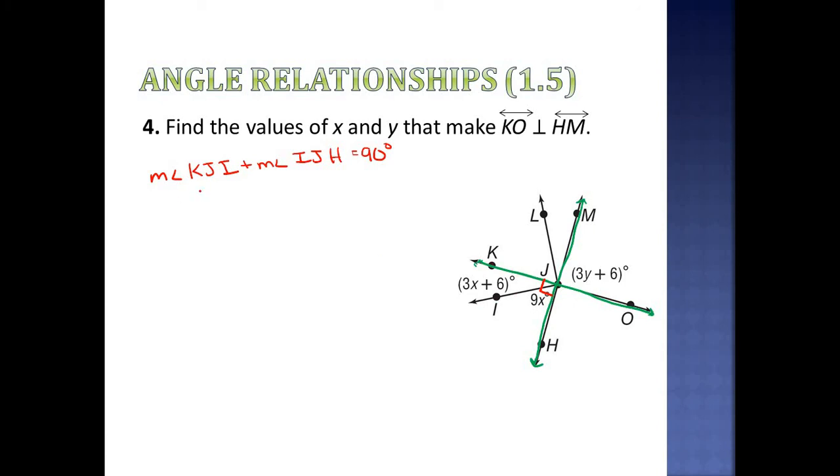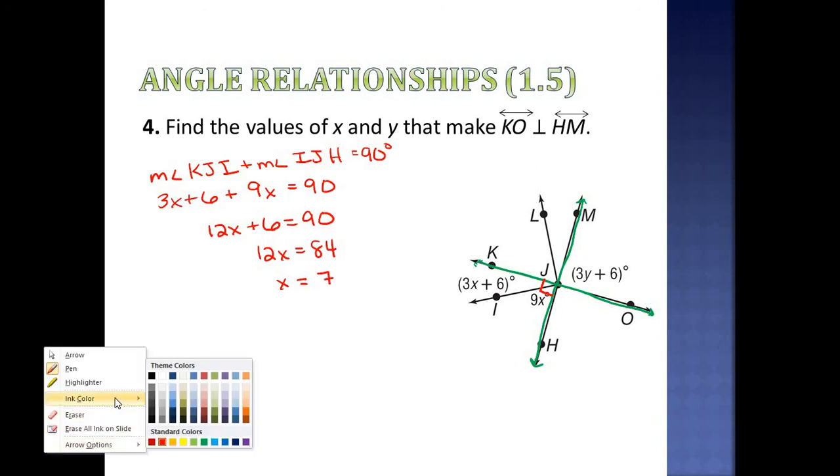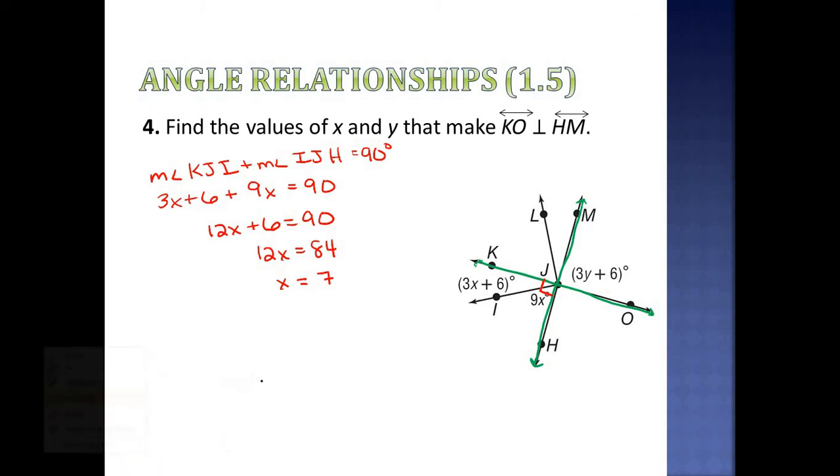The measure of angle KJI is 3x plus 6. The measure of angle IJH is 9x. That equals 90. So we get 12x plus 6 equals 90. Subtract 6, we get 12x equals 84. Divide by 12, and we get x to be 7. We do a similar process to find y.